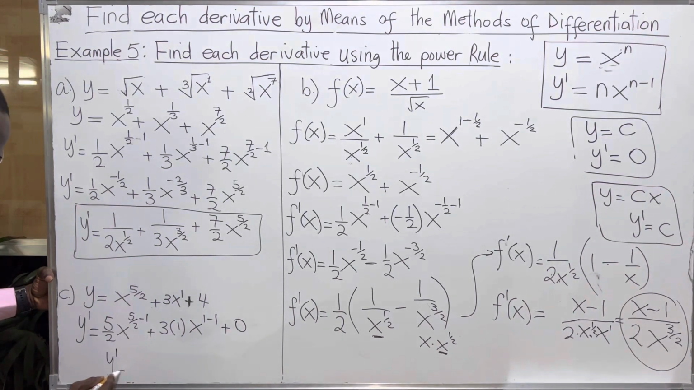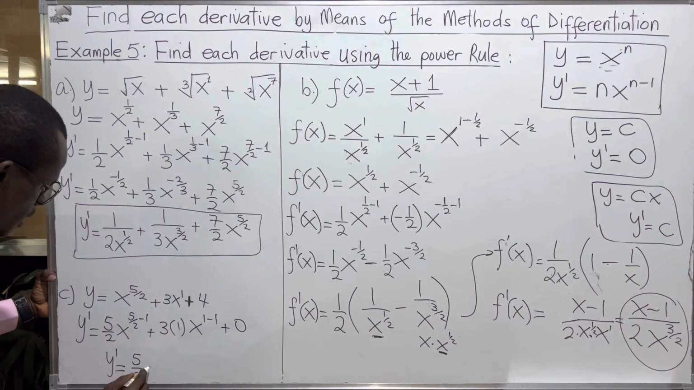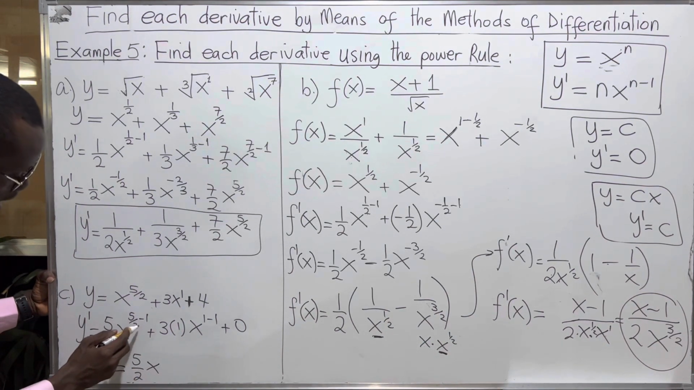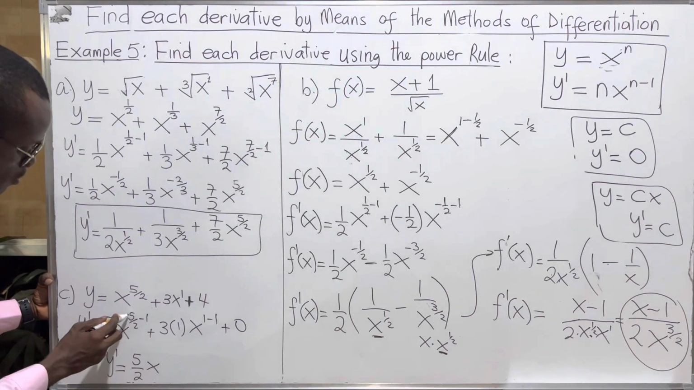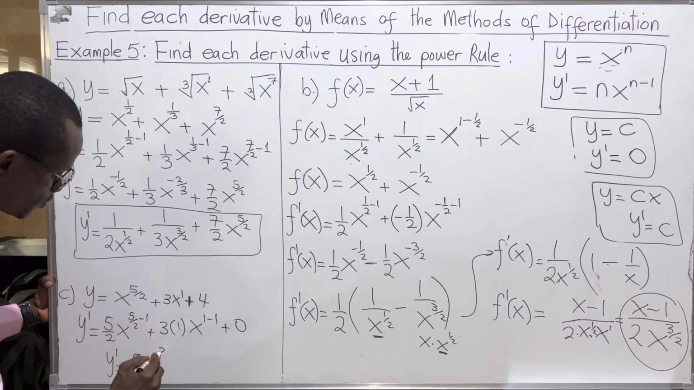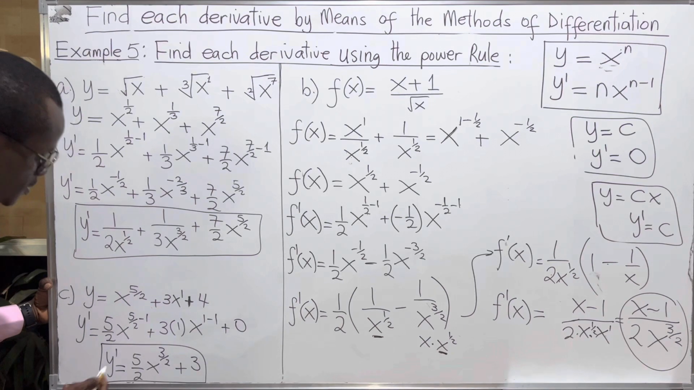So y prime now will just give us 5 over 2 x raised to the power. Now 2 times 1 is 2. So 2 is negative. If you take negative 2 from 5, you're left with 3. Now over this same 2, plus 3. So this is your answer.